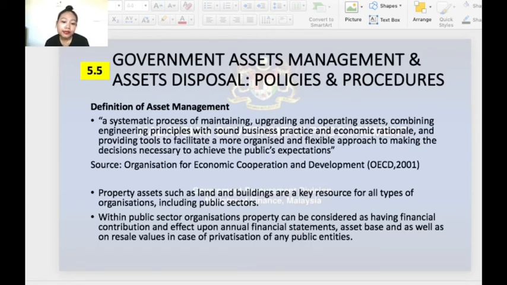Property assets such as land and buildings are a key resource for all types of organizations, including public sectors. Within public sector organizations, property can be considered as having financial contribution and effect upon annual financial statements, asset base, as well as on resale values in case of privatization of any public entities.